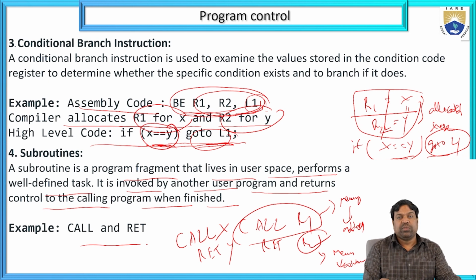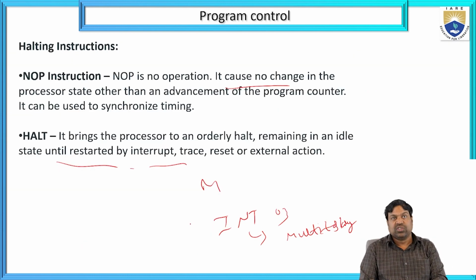Subroutines is a program fragment that lives in user space, performs a well-defined task, and it is invoked in user program to return control and program when it is finished. Call and return functions are the subroutines. Halting and no operations are there. NOP means no operation is performed. That means no change in the process state other than an advancement of the program counter. It can be used to synchronize. Halt means we have to wait some time, waiting for input or output, and it brings the processor to an orderly halt, remaining in an idle state until restarted by interrupt, trace, reset, or external action.